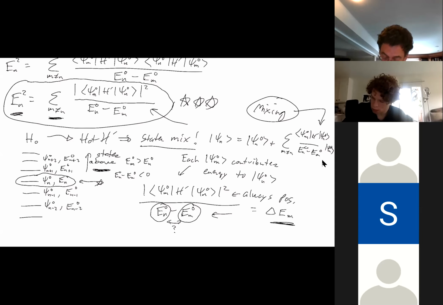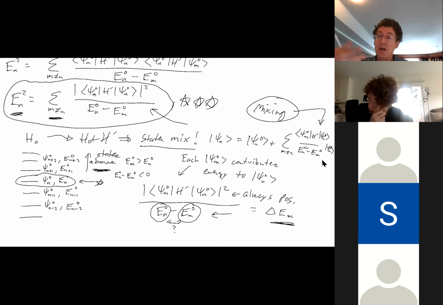So all of the states above are adding some energy to the nth state, and the amount of energy they're adding is negative. So the nth state moves in what direction energetically when it takes all that energy from the states above it? What direction does it move? Down. Yes, down. That's right. All the contributions of the energy from the states above are pushing down on it in energy. But now let's look somewhere else.